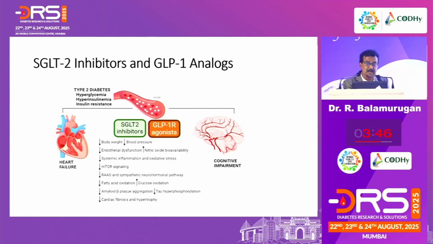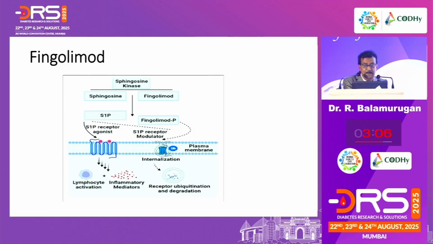The role of SGLT2 inhibitors and GLP1 analogs: basically these two can act, apart from reducing the blood glucose level, to reduce body weight and blood pressure. They can cause a reduction in the endothelial dysfunction, increase nitric oxide bioavailability, reduce systemic inflammation and oxidative stress, reduce mTOR signaling, reduce ROS and the sympathetic neuronal hormonal pathway, reduce fatty acid oxidation, increase glucose oxidation, and reduce amyloid beta plaque aggregation and tau hyperphosphorylation. By all these mechanisms, these drugs seem to be promising in addressing the cognitive impairment in diabetes.